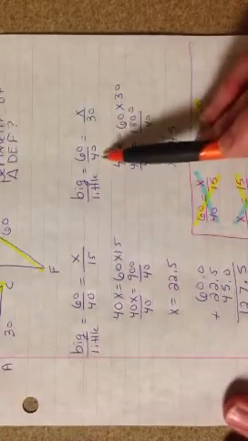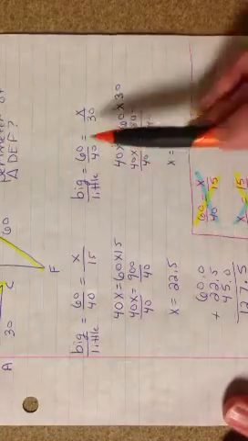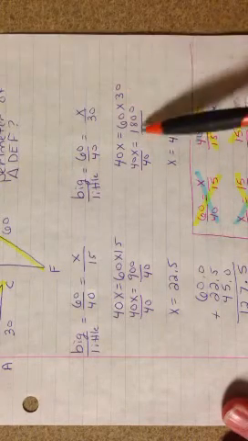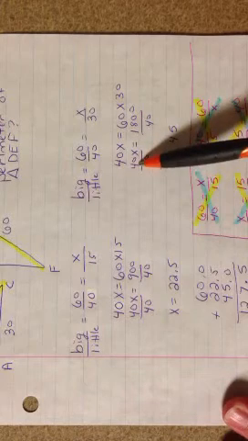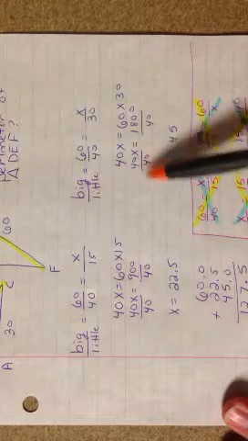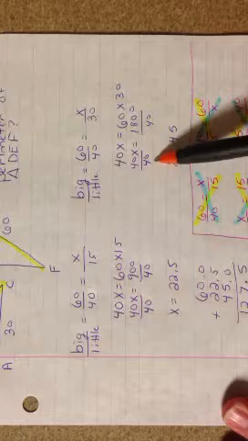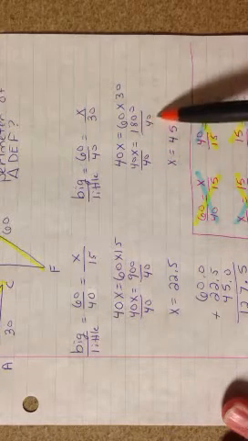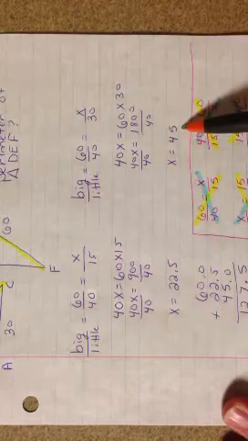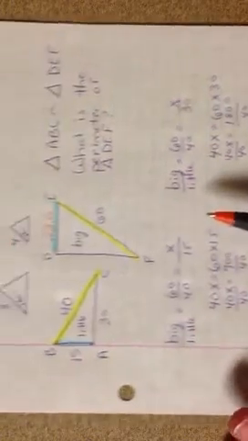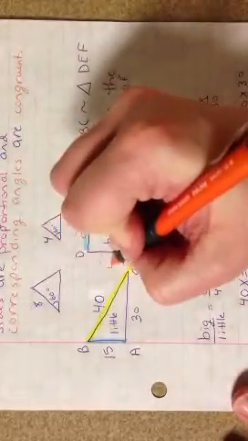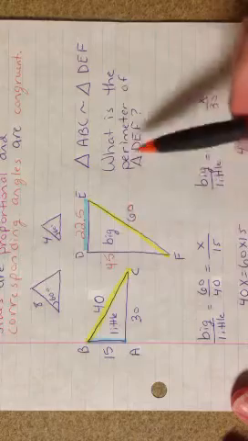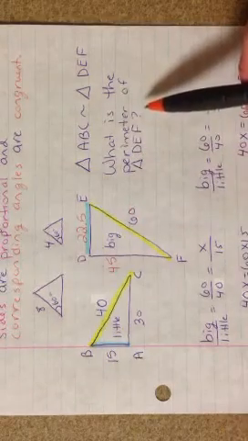Again, I use cross product, so 40 times x is equal to 60 times 30. I want to multiply the 60 times 30 to get the 1800. To get rid of multiply by 40, I divide by 40. What I do to one side, I do to the other side, and then 1800 divided by 40 gives me 45. So this side length over here would be 45. And I now know all of my side lengths to be able to find the perimeter of this triangle.